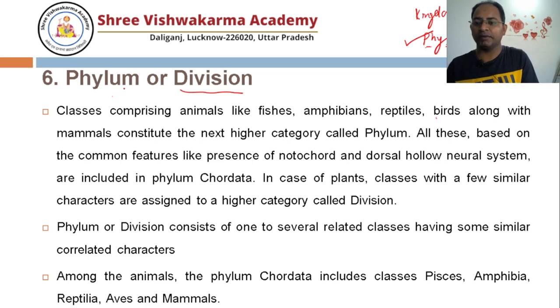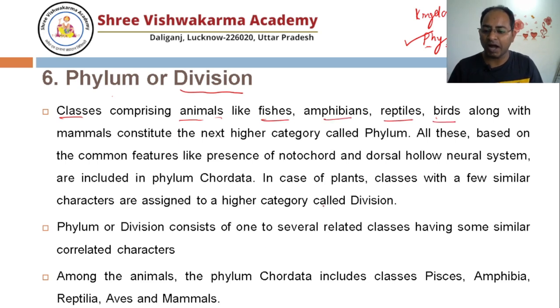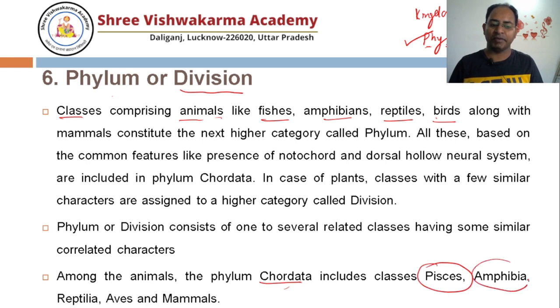So in one phylum or division, there will be many classes. Classes may comprise animals like fish, amphibians, reptiles, birds. All these animals we can keep in the phylum Chordata, with classes like Pisces, all the fishes, Amphibia, the reptiles, Aves, and the mammals. Aves means birds. All the birds will be in Aves. So there are a lot of classes we can include in one phylum.